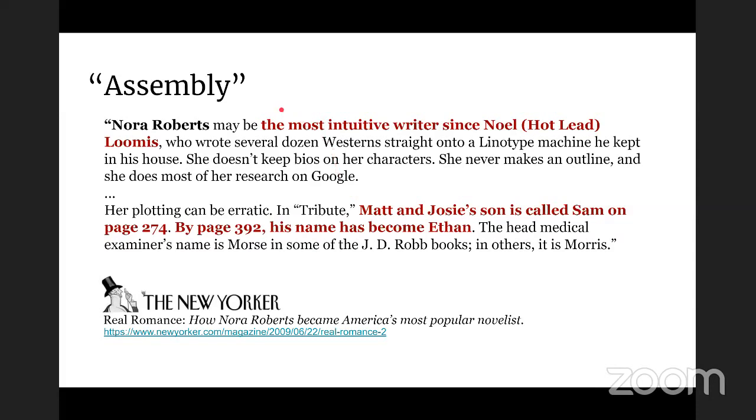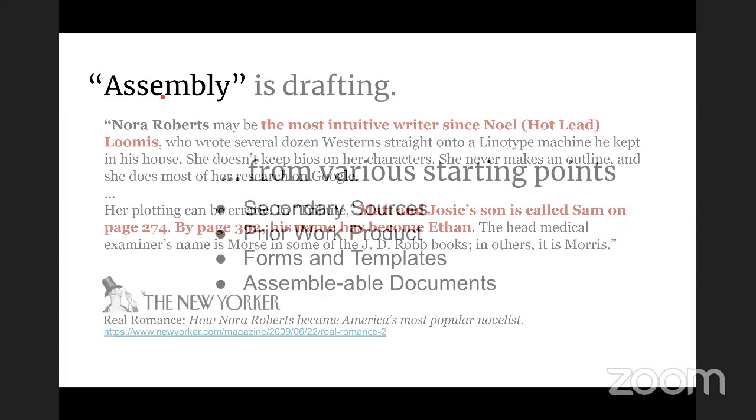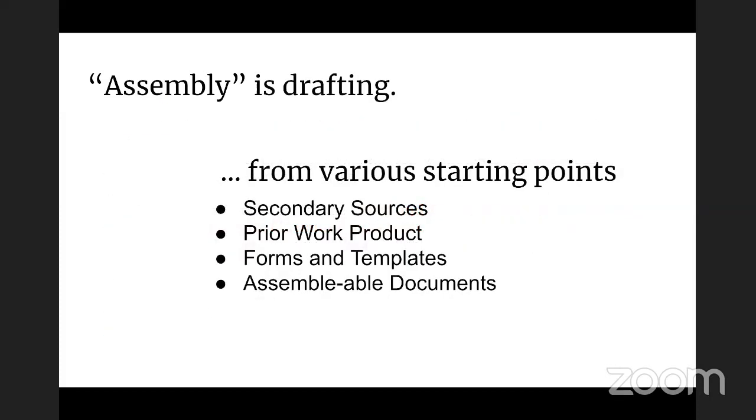That's why any kind of lawyer drafting, I think, is always some form of assembly with alternative starting points. For example, we will use a secondary source. We'll jump into a prior work product, which is a very, very common one. A little bit more advanced features like forms and templates are commonly used. And then, of course, we've got what we refer to as the proper assembly, but assemblable documents. And we'll take a quick look at each of those.